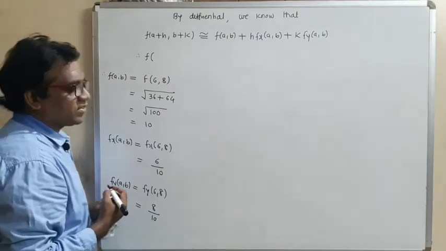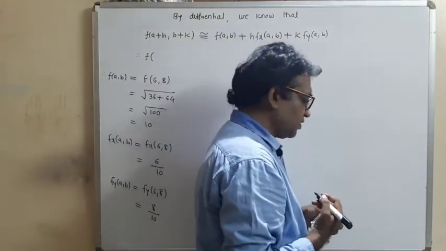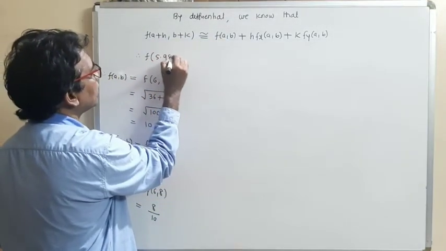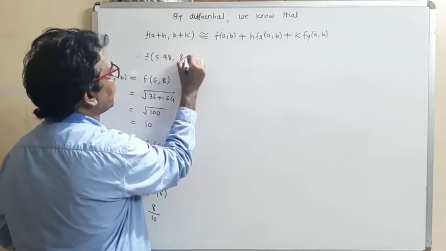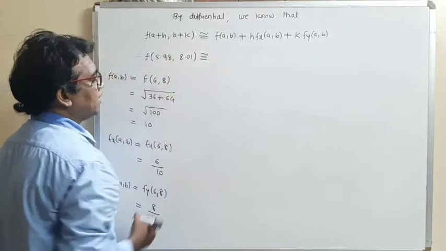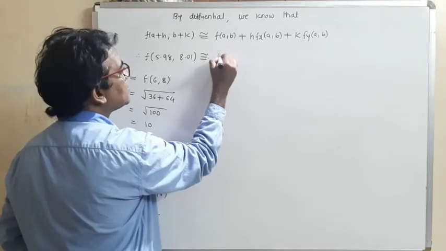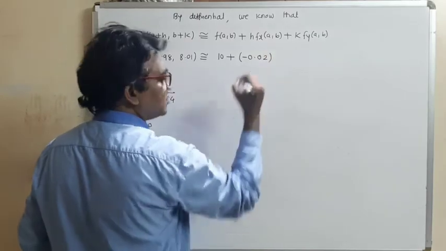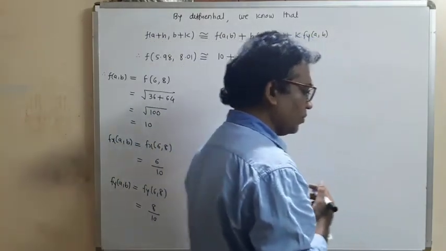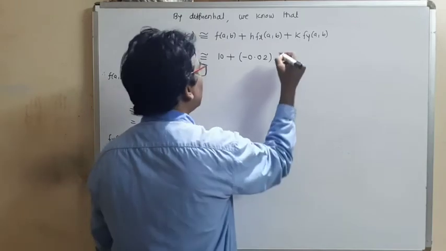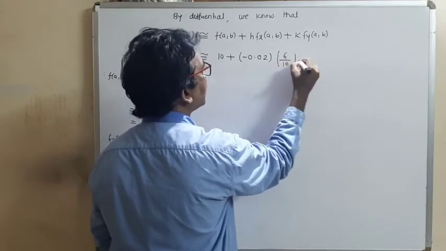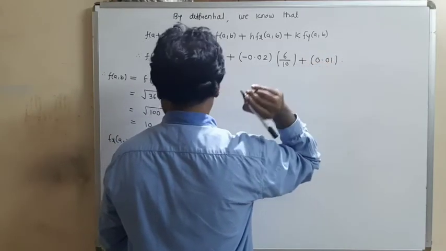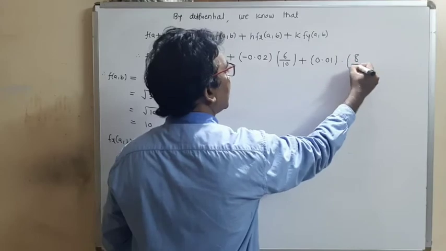Now what is our a plus h? A plus h is 5.98, and b plus k is 8.01. This is approximately equal to f(a, b), which is 10, plus the value of h, which is minus 0.02, into fx at (a, b), which we found as 6 upon 10, plus k, which is 0.01, into fy, which is 8 upon 10.